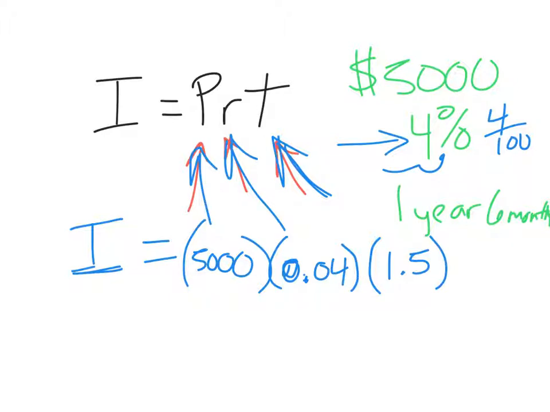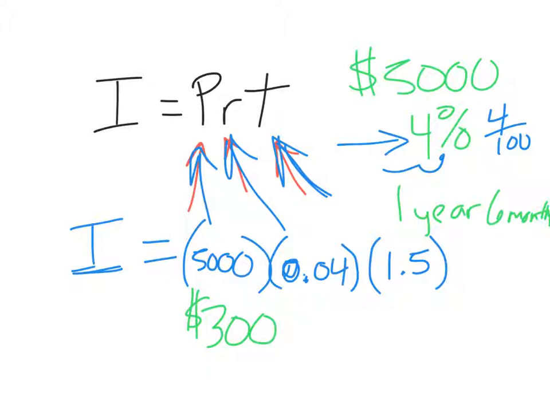And so what happens when we multiply all these three numbers together? 5,000 times 0.04 times 1.5 is $300. So that's how much that loan company made from us. Not only do we have to pay back the $5,000 that they lent to us, but they also made an extra $300 because of the amount of time that it took and that interest rate.